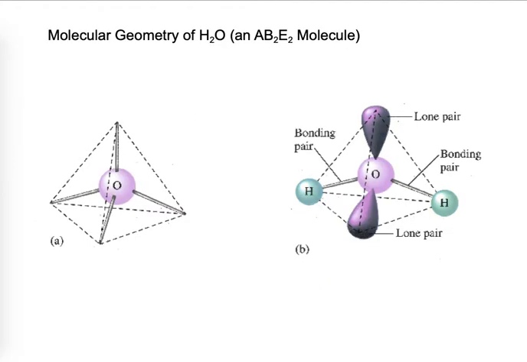Here is a depiction of the molecular geometry of water, an AB2E2 type molecule. Again, on the left we see an oxygen atom in the center of a regular tetrahedron with the 4 electron groups pointing towards the vertices. Now, on the right you see that 2 of those electron groups are bonding pairs of electrons and the other 2 are lone pairs. That gives me my bent geometry.